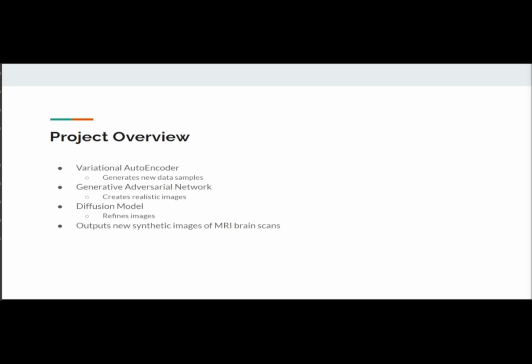There are three main moving parts to this project. A variational autoencoder used to generate new data samples from existing ones, a generative adversarial network used to create realistic images from said data samples, and a diffusion model used to further refine the images that are generated by the generative adversarial network. The result of this is a high quantity of high quality synthetic MRI brain scans.